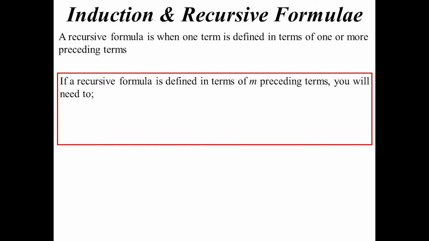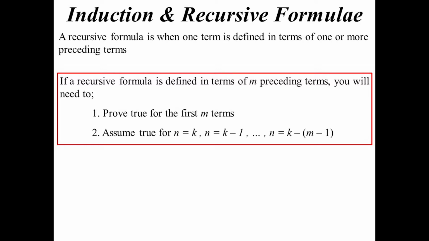If it's defined by more than one preceding term though, so let's say it's defined by m preceding terms, then really what we need to do is to prove it true for the first m terms, so not just the first one. So however many terms are in your definition, prove it true for that many. And then assume it true for that many as well. Okay? Because you're going to end up using that formula as part of your proof. So you have to be able to assume that all these things that you're going to sub in are correct.